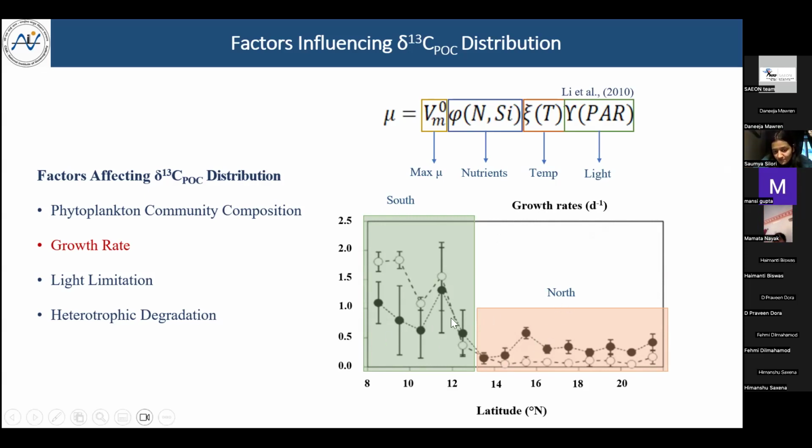And at the base of the mixed layers also, there's a decline in these growth rates, where we also see a decline in the delta 13C POC values.